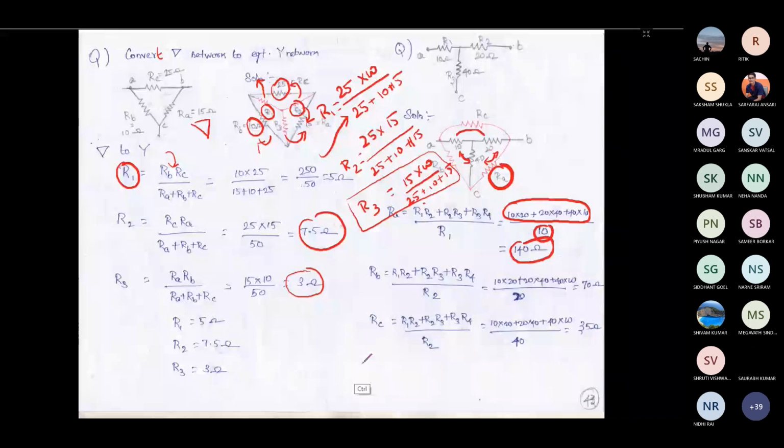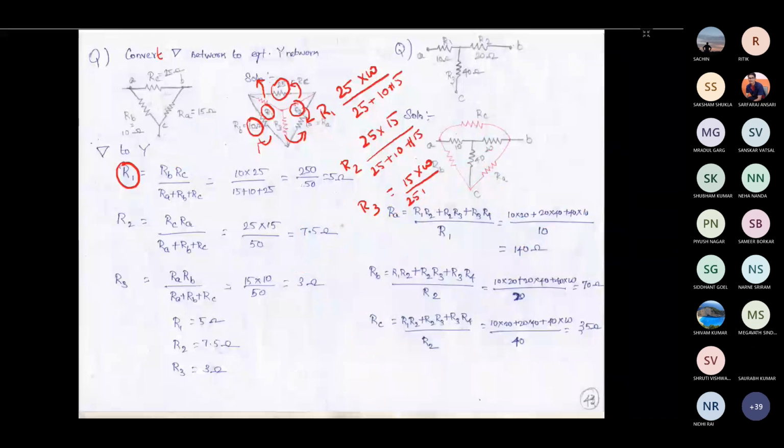Similarly for RB and RC, we can find it the same way. This is the direct formula. Either you can apply the direct formula, or you can compute it again. For RB, for the numerator, we multiply and add the various resistor combinations. Then for RB, the opposite resistance is 20, because only 10 and 40 are directly connected with RB, so this 20 ohm resistor is not directly connected, that is the opposite one. This value comes as 70 ohm.